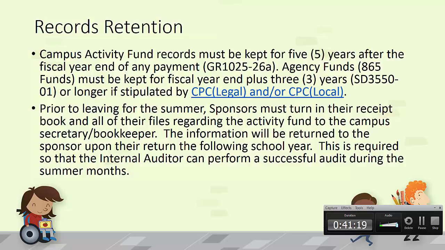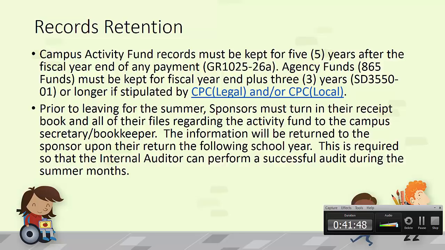Record retention. Campus Activity Fund records must be kept for 5 years after the fiscal year end of any payment. Agency funds have a shorter time period, and it's for the fiscal year end plus 3 years. Okay, and that's or longer if it's required by federal, state, legal, and local requirements. Good rule of thumb is just to keep everything for 5 years.